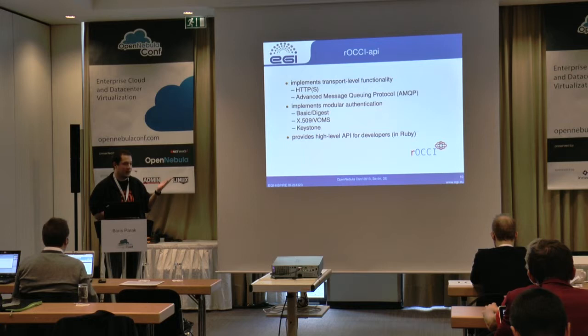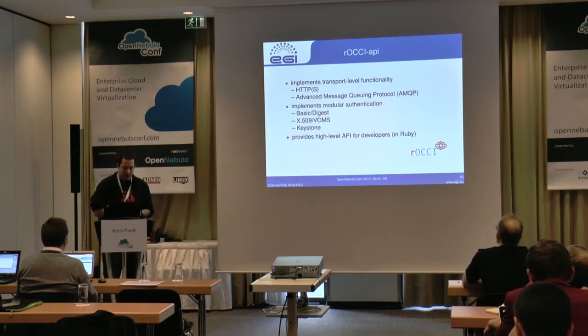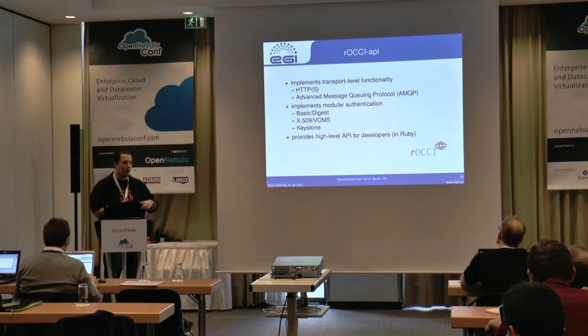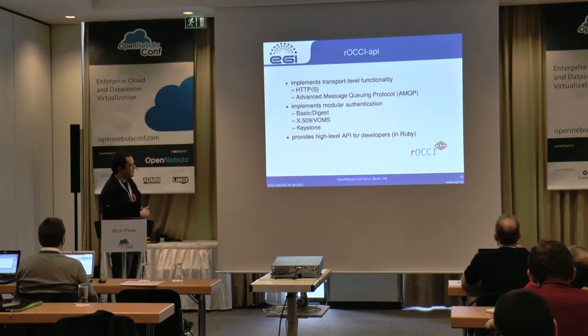This provides functionality. For authentication, we provide some basic methods. We provide HTTP basic and digest. Then we provide certificate-based authentication with VOMS or X509. And then we provide native Keystone authentication because we are able to communicate with OpenStack and OpenStack's implementation of OCCI to provide interoperability. So this is also natively implemented, and we can communicate with Keystone, get the token, and proceed to OCCI OS.